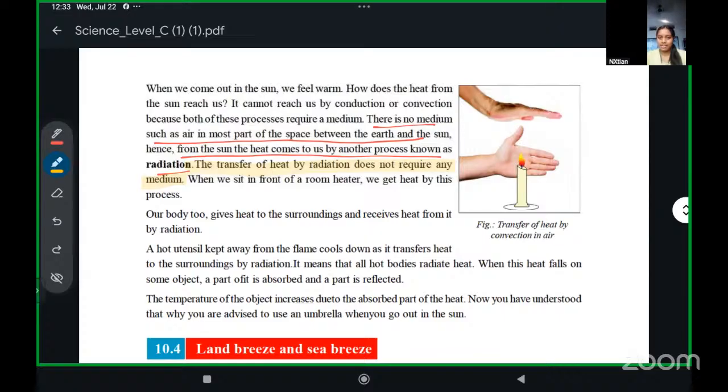Any doubt in conduction, convection, and radiation now? Hope it is clear. Yes, Hannah. Ma'am, if the warmth we get from the sun and the warmth we get from the electric heater is radiation, then how is the cold air we receive from the AC convection, ma'am?